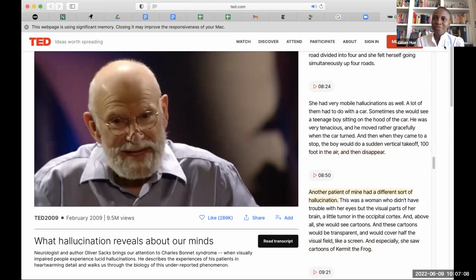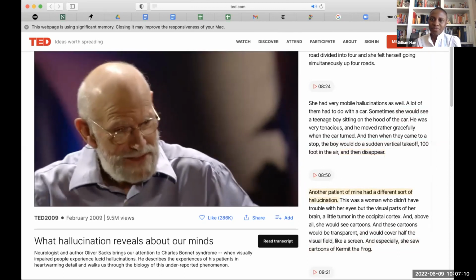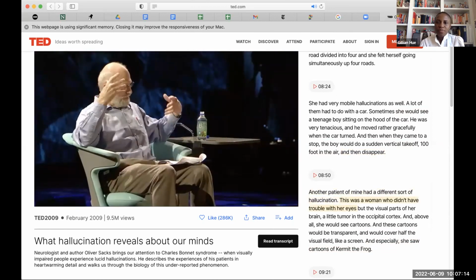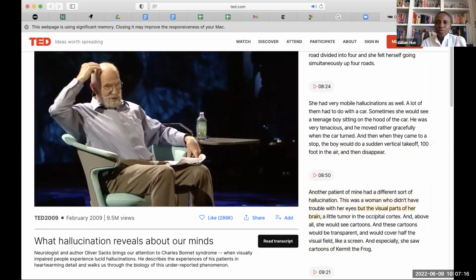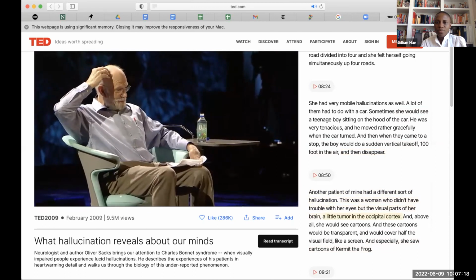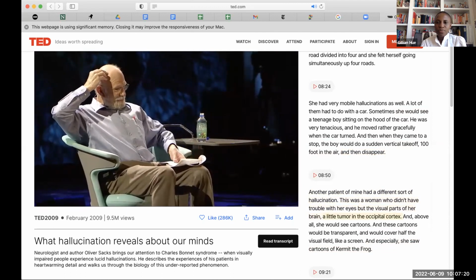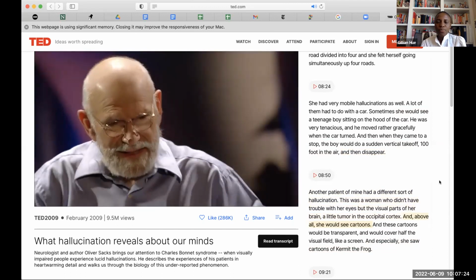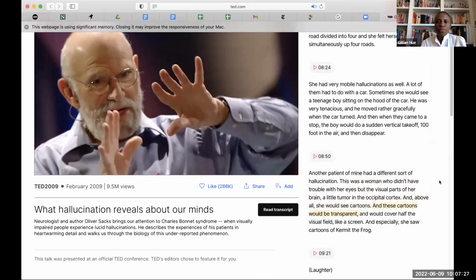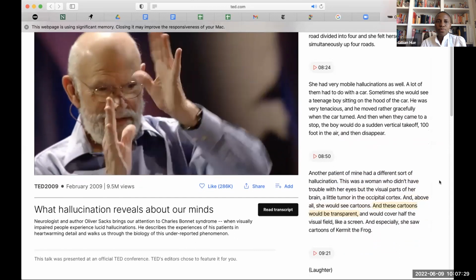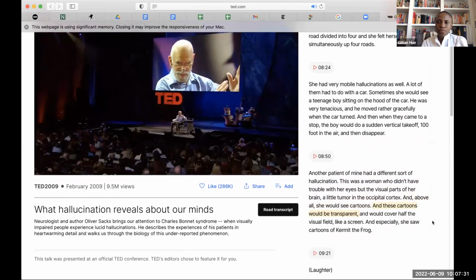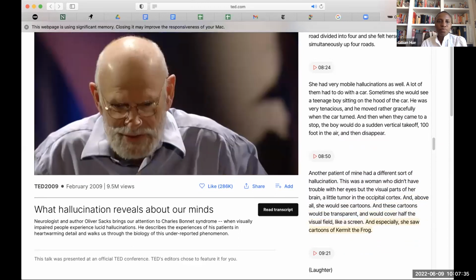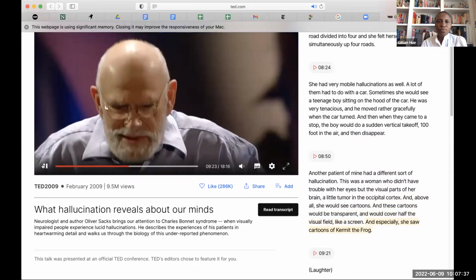One of mine had a different sort of hallucination. This was a woman who didn't have trouble with her eyes, but the visual parts of her brain, a little tumor in the occipital cortex. And above all, she would see cartoons. And these cartoons would be transparent and would cover half the visual field like a screen. And especially she saw cartoons of Kermit the Frog.